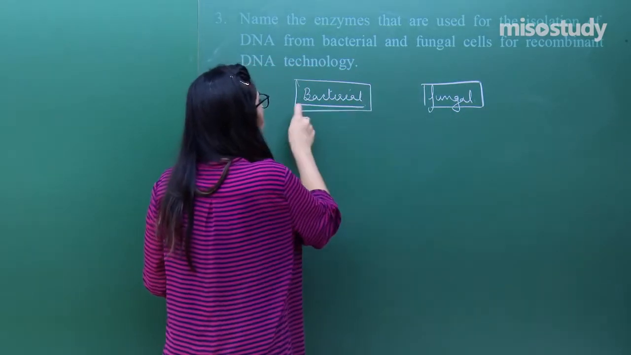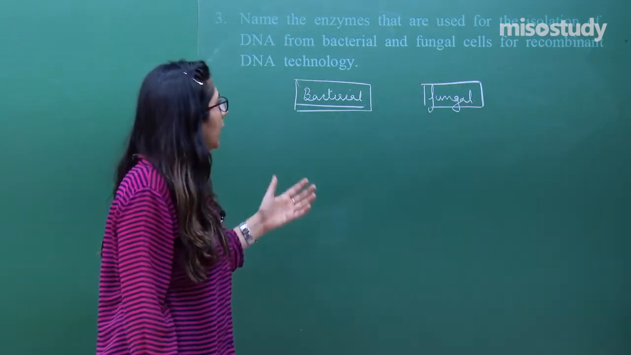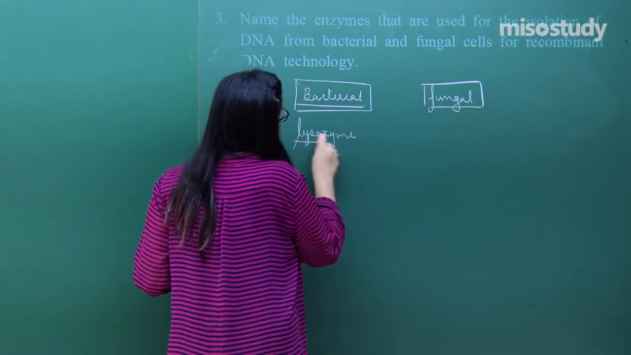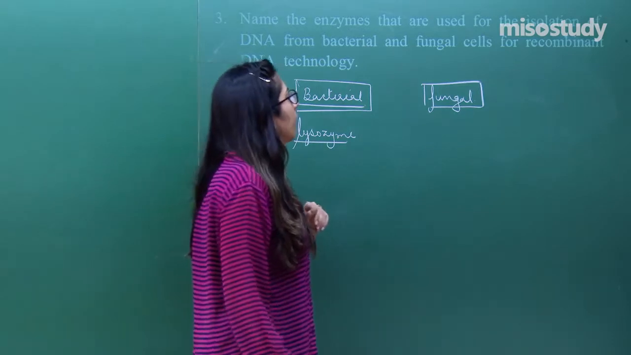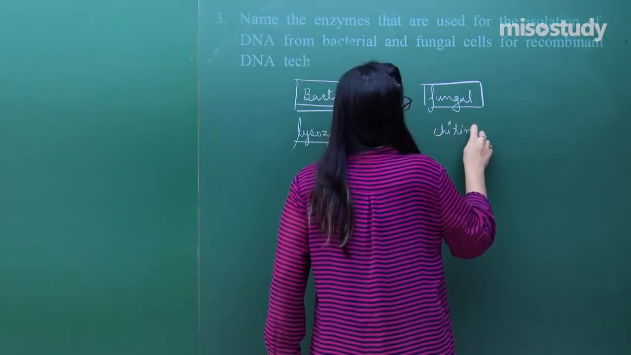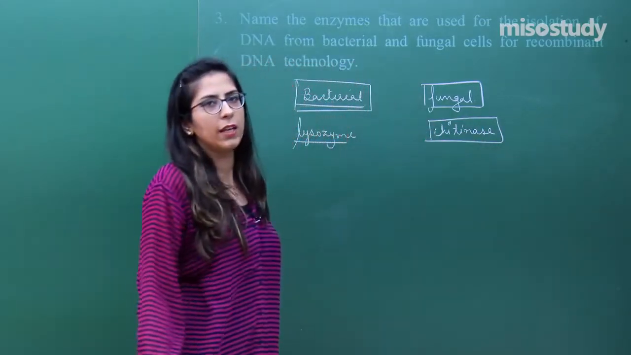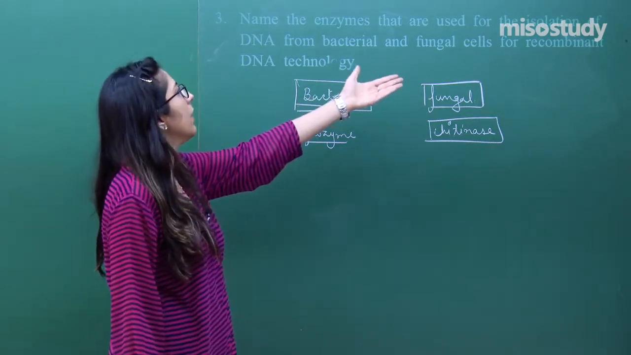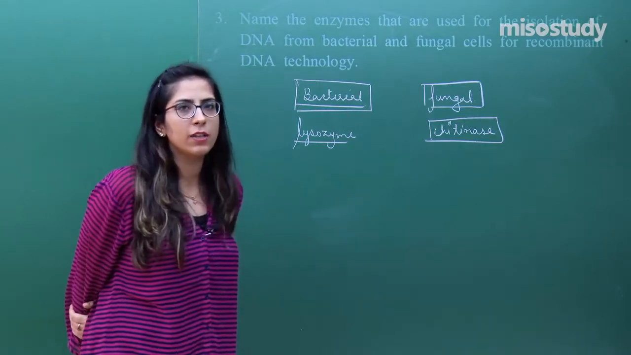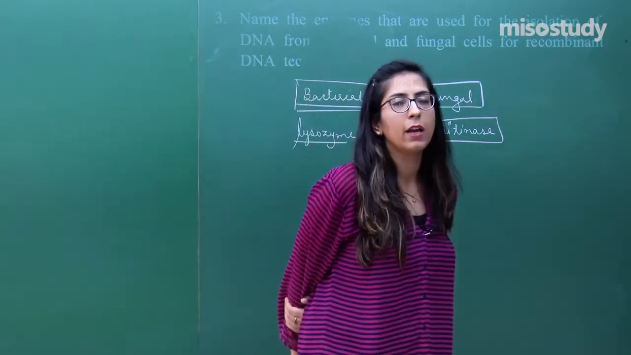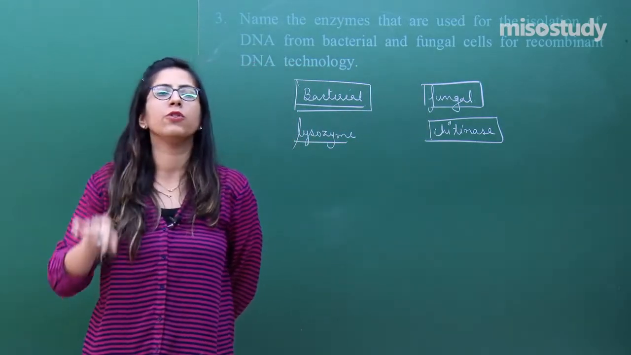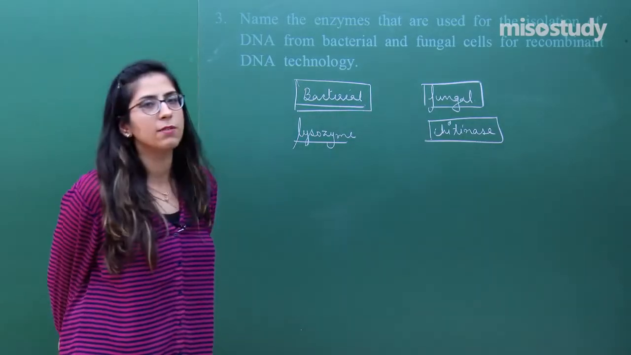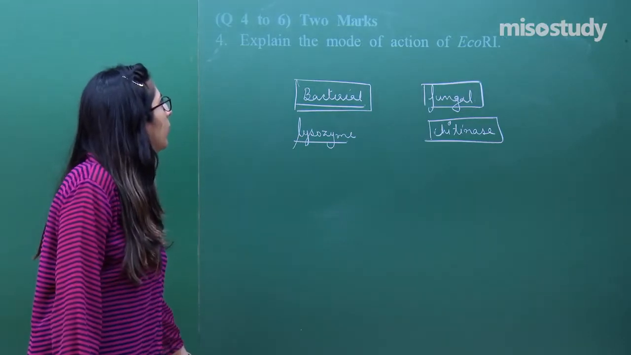First of all, the outermost coat should be digested. In the case of bacteria, the enzyme used for such digestion is called lysozyme, and lysozyme is also present in our tears, right? Whereas for fungi, chitinase is used so that the outermost coat can be digested and a particular DNA of interest can be easily inserted. That is why it is used for recombinant DNA technology. So when we have to isolate DNA, first the outermost coat should be digested, with lysozyme in the case of bacteria and chitinase enzyme in the case of fungus. Now let us move forward with the 2 marks questions.